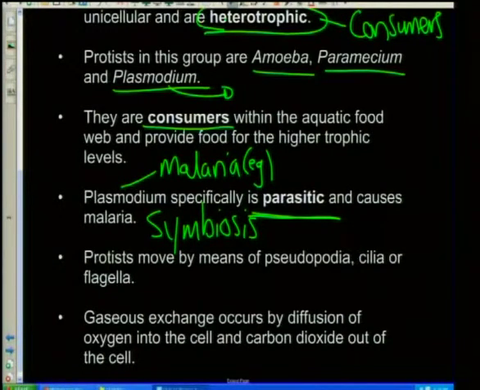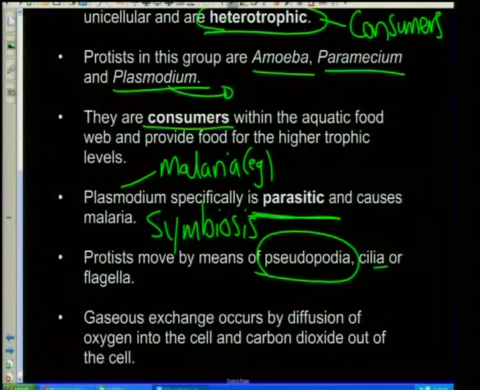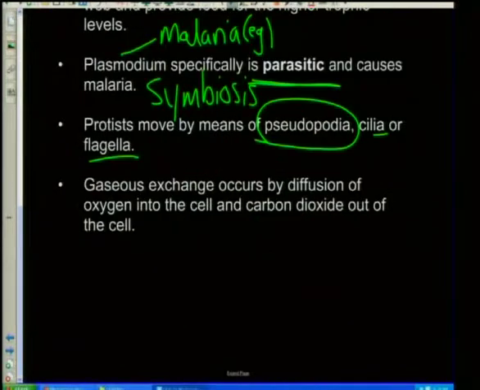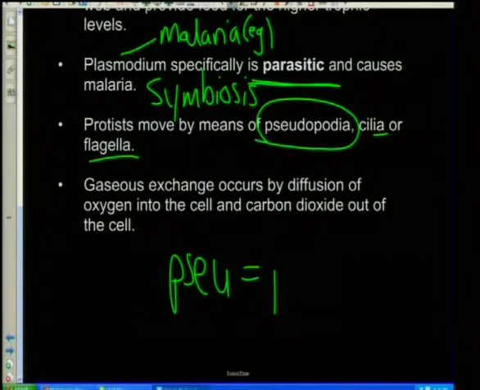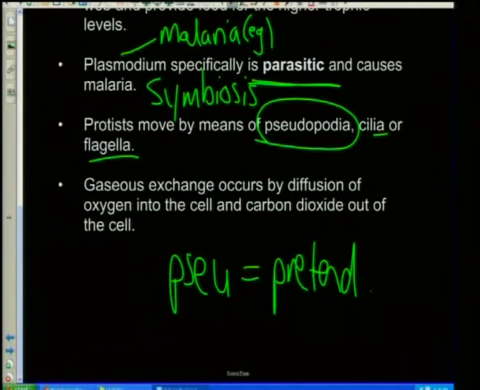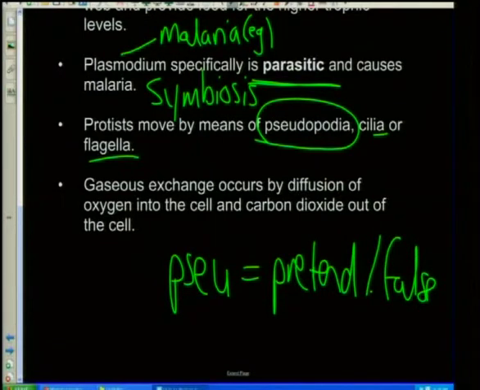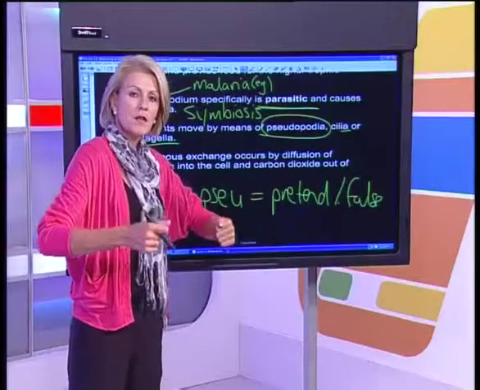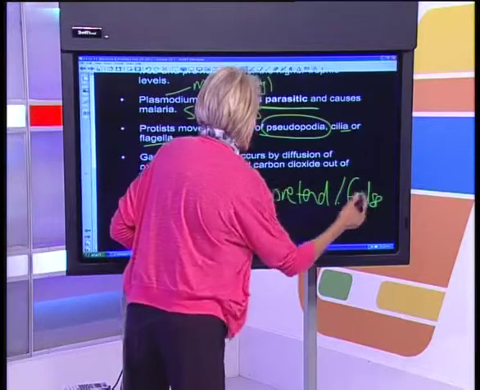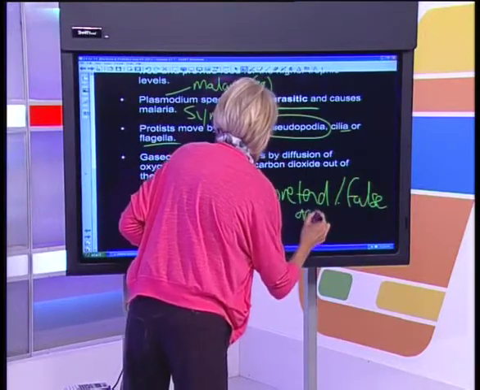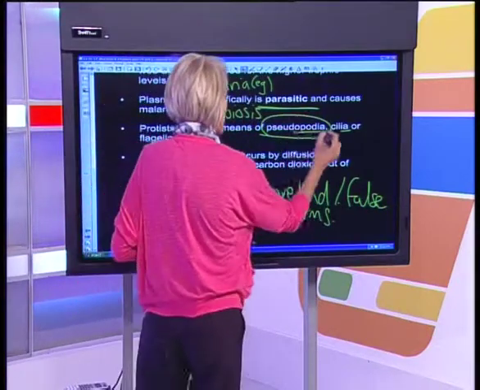Then they also move by means of your protists, your animal protists, by pseudopodia, or cilia, or flagella. Now, what is the difference between those 3? Okay, if we look at pseudopodia, P-S-E-U, that means pretend. Okay, pretend, or we can say false. Okay, so pretend or false. Podia, arms. So what it's telling you is they are pretend or false arms. Is your pseudo and the podia.